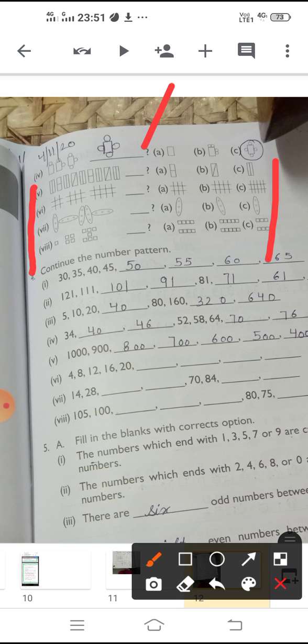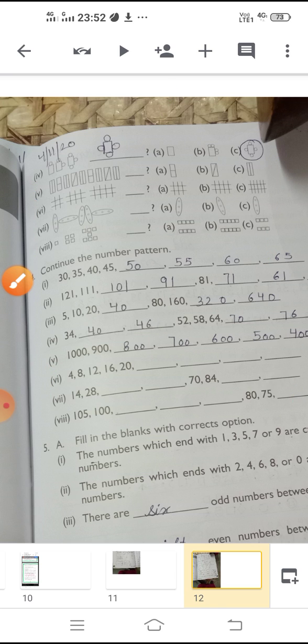Next, what are they doing? They are doing 1000. Okay, then they are doing 900. It is in decreasing form. So they are decreasing by 100. So it will go up to 400. Understood? Now the rest of the 3 parts you will do on your own. This is your homework. Understood? Now come to the next question.